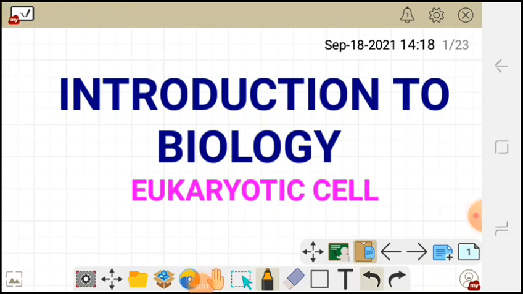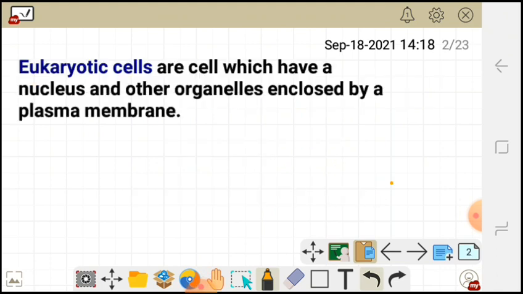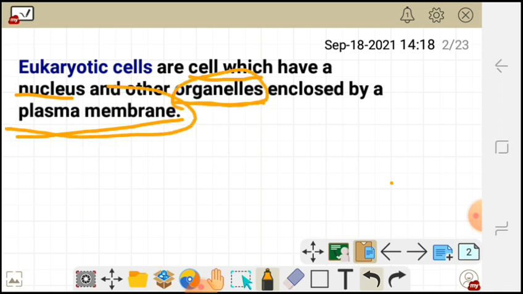called eukaryotic cells. Okay, so we're going to start by defining what a eukaryotic cell is. So a eukaryotic cell, simply, these are cells which have a nucleus and other organelles enclosed by a plasma membrane. So it has organelles or subunits which are enclosed by the cell membrane, or plasma membrane. Organelles like the endoplasmic reticulum, we have the Golgi apparatus, we have the nucleus. Those are enclosed by the plasma membrane.